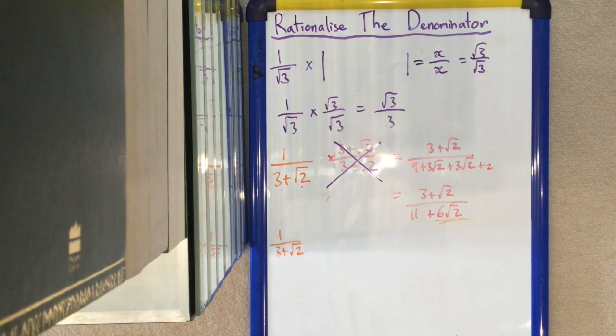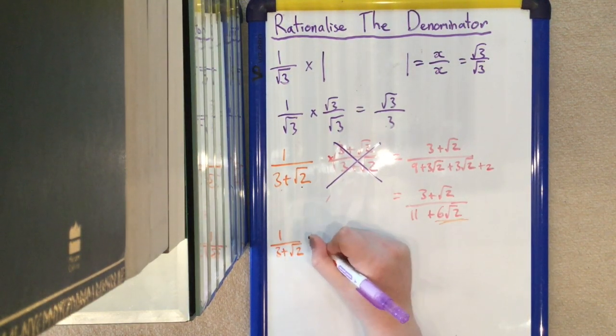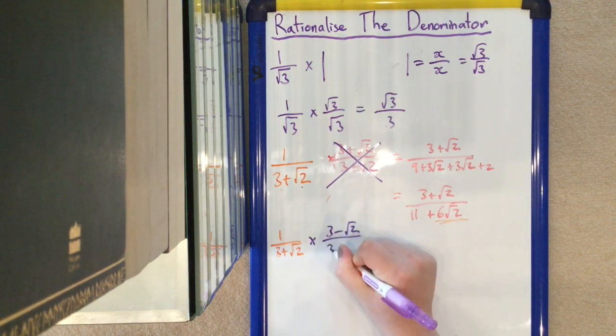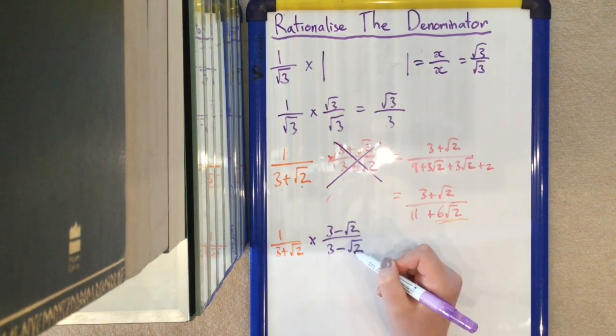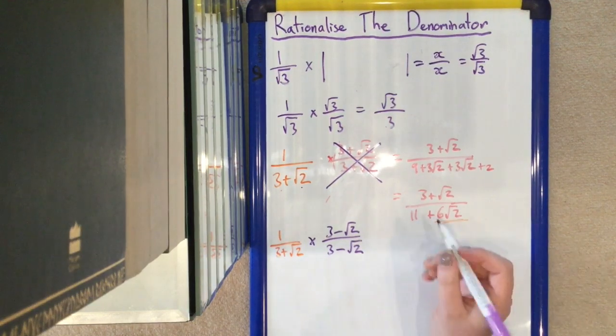What we're going to create is a difference of two squares. Anyone who's seen my earlier video, I've already explained this concept. What you do is you reverse the sign in between these two terms. So you actually multiply by 3 minus root 2 over 3 minus root 2. Again, the top and the bottom are the same, so the fraction equals 1. We're just going to change how this is expressed.